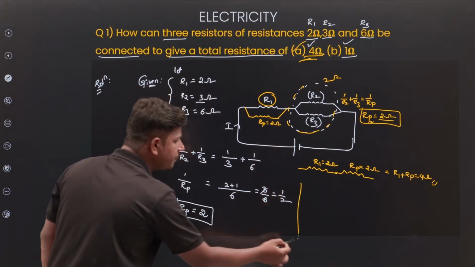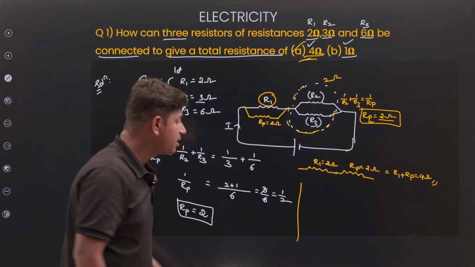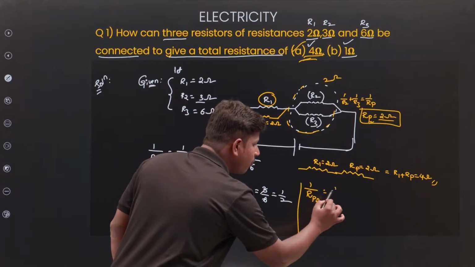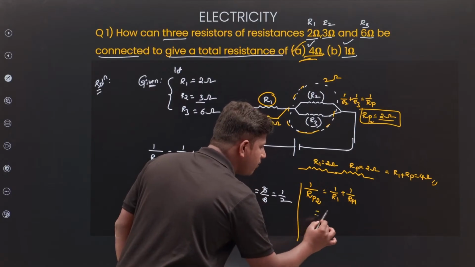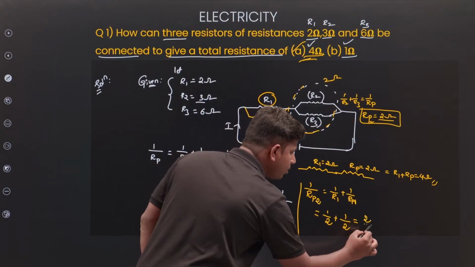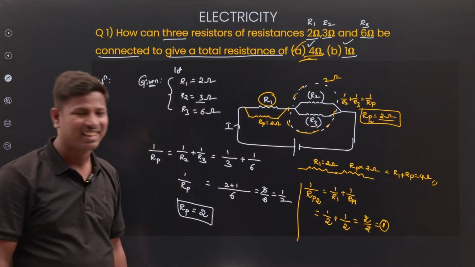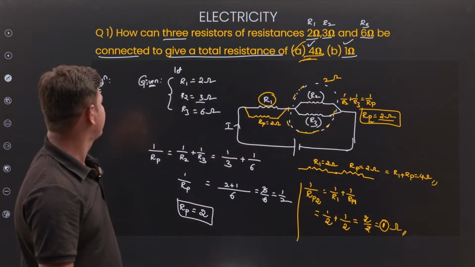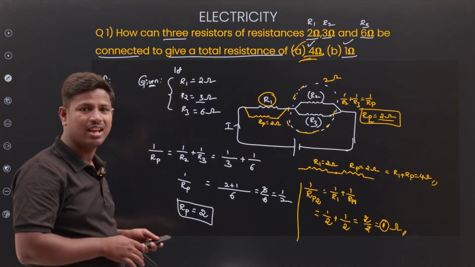now calculate R1 and RP. Both are parallel, so what is the formula? 1 by R parallel is equal to 1 by R1 plus 1 by R parallel. 1 by R1 value is 1 by 2, 1 by R parallel value is 1 by 2. Then 2 by 2, then 1. Got it now, 1 ohm? Very simple. Clear? Okay. Next.